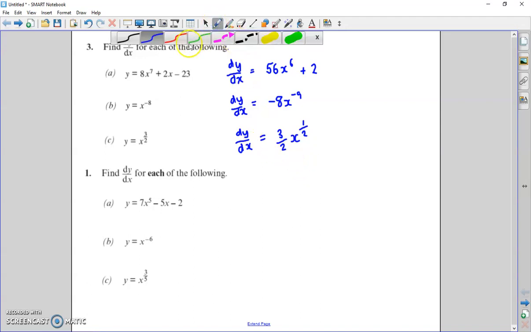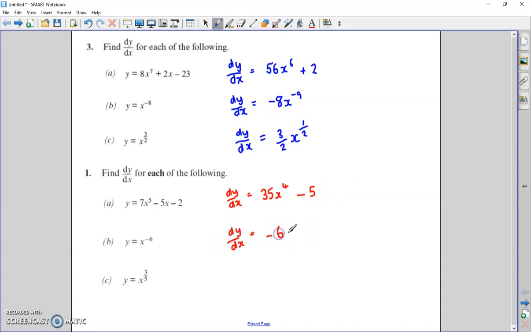Okay. On the second set, which are similar, so on the first one here, I'll switch to red. The 5 comes down and multiplies, so 35x to the power of 4, because you drop the power, minus 5, the x disappears off there, the minus 2 has gone altogether. Then we've got the minus 6 comes in front and multiplies, down from minus 6 when you drop it is minus 7.